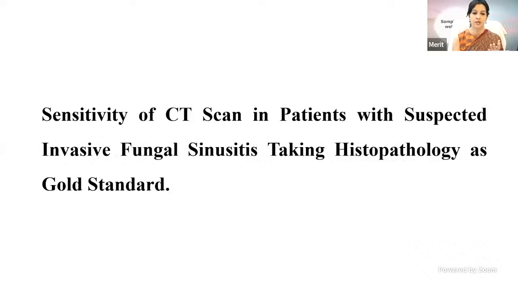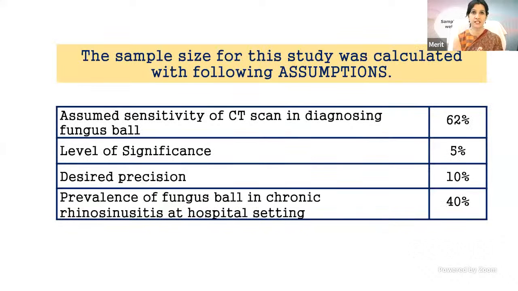I will show you the input. The sensitivity of CT scan in patients with suspected invasive fungal sinusitis, taking histopathology as the gold standard. So we have taken the author's sensitivity in this case. Remember, if you see this article in PubMed or Google Scholar, you will find that the author has reported 62% sensitivity of CT scan in diagnosing fungal ball. The author has not calculated any sample size for his study. But if I have to do that study, I will take his sensitivity as an input. So I have taken his sensitivity, that is 62%, the level of significance 5%, the desired precision is 10%, and the prevalence of fungal ball in chronic sinusitis patients at hospital setting is 40%.